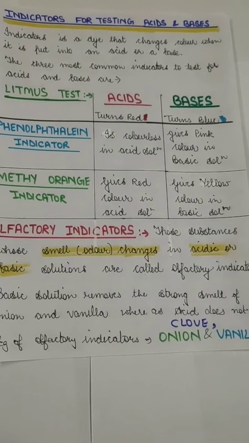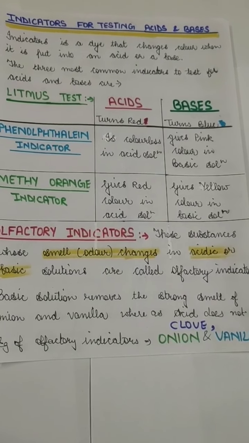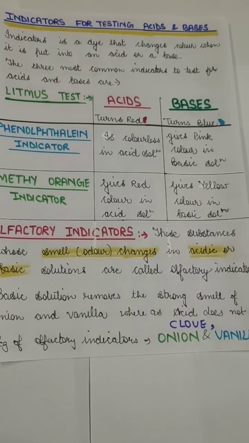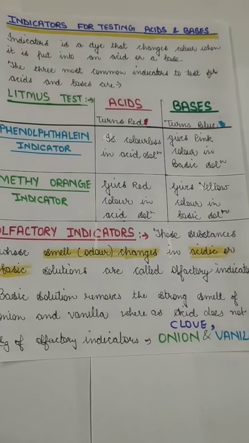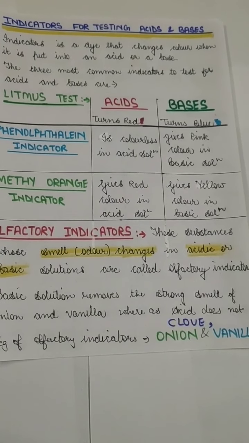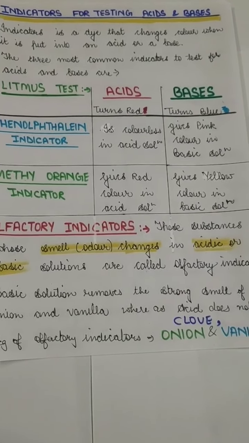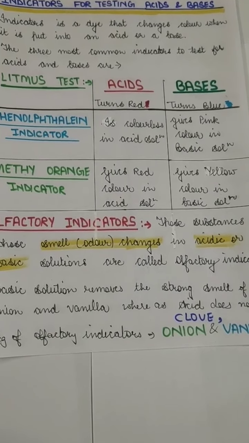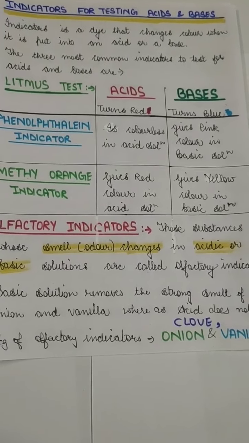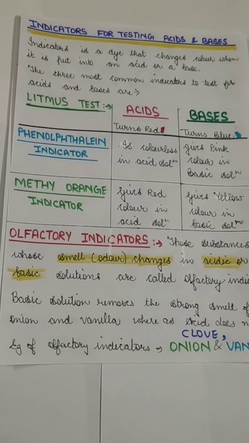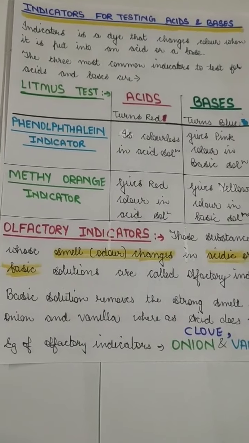But when we use the strip which has been dipped in an acidic solution, we will smell that peculiar onion smell. That means acid cannot destroy the smell of onion, whereas bases can destroy the smell of onion. So onion here stands for an olfactory indicator.